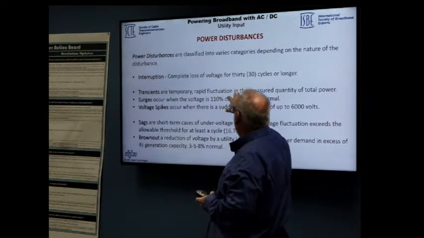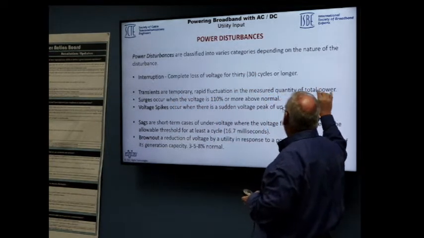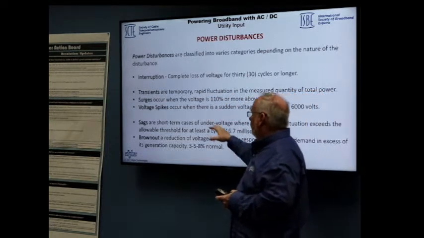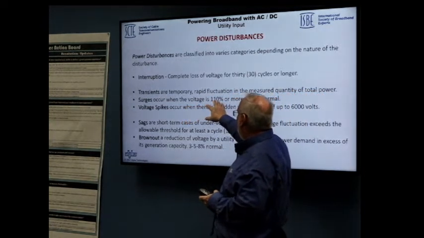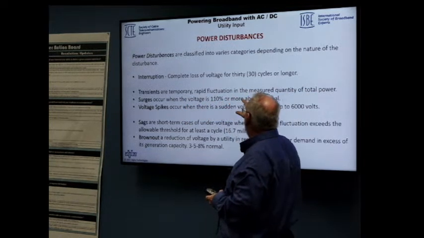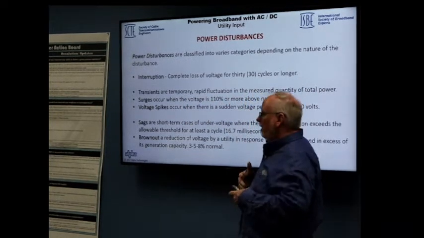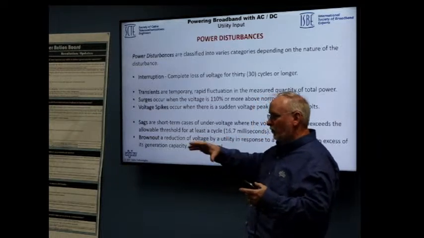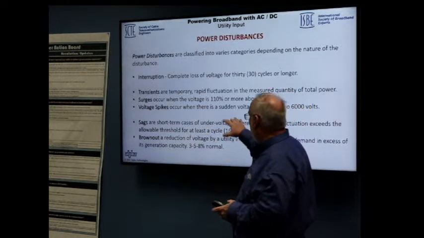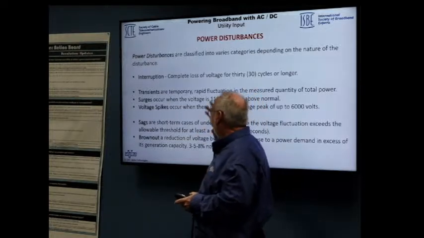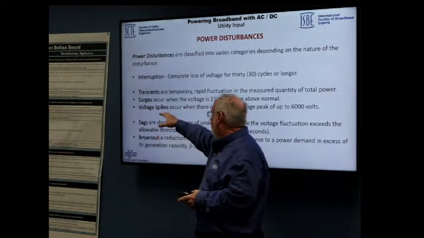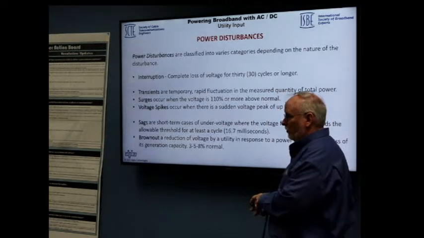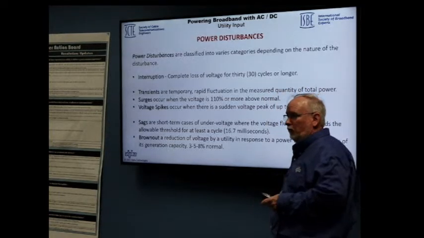Transients are temporary rapid fluctuations in the measured quality of total power. And the reason I'm reading these is I want to be accurate. Surges occur when the voltage is 110% above what is considered normal. Now, transformers can output different things, and just like us, different sites will have different normals. But when it goes 110% above, it is considered a surge. Spikes occur when there's a sudden voltage peak, and it can be up to 6,000 volts. This happens during a grid switch.